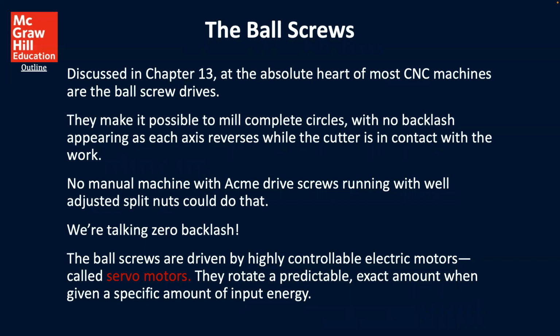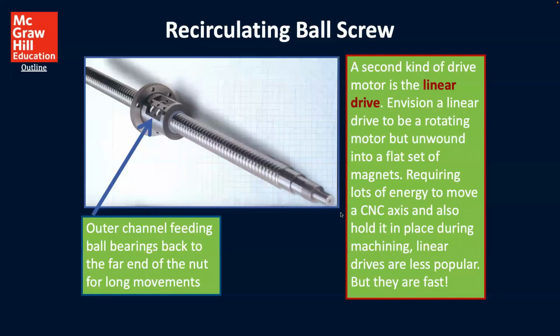No manual machine with Acme drive screws running adjusted split nuts could do that. We're talking zero backlash. The ball screws are driven by highly controllable electric motors called servo motors. They rotate a predictable exact amount when given a specific amount of input energy. So this is just an illustration of a recirculating ball screw, the outer channel feeding the ball bearings back to the far end of the nut for long movements.